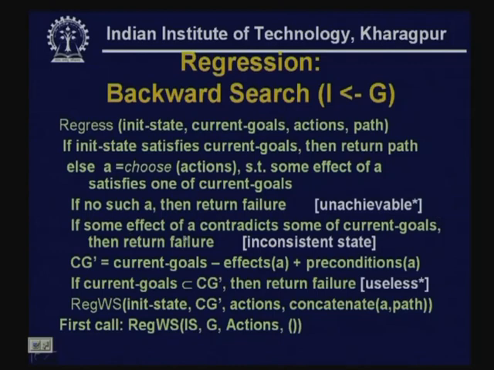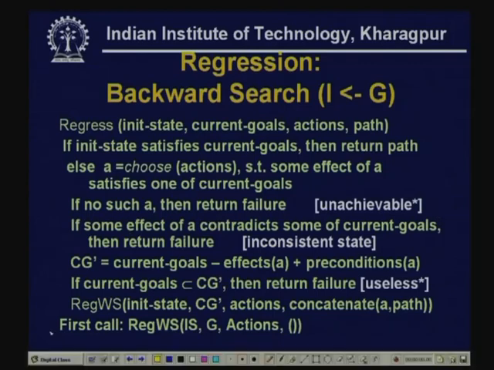If some effect of action A contradicts some of the current goals, then that action leads to an inconsistent state, so it cannot be applied. So, you only consider those actions which achieve some sub goal and whose effect does not contradict the current state.